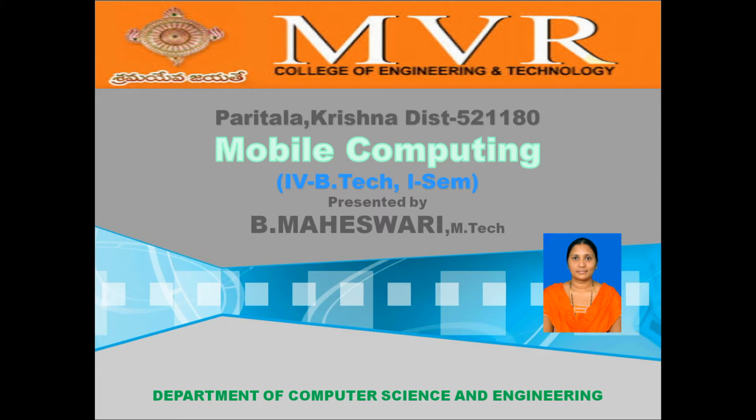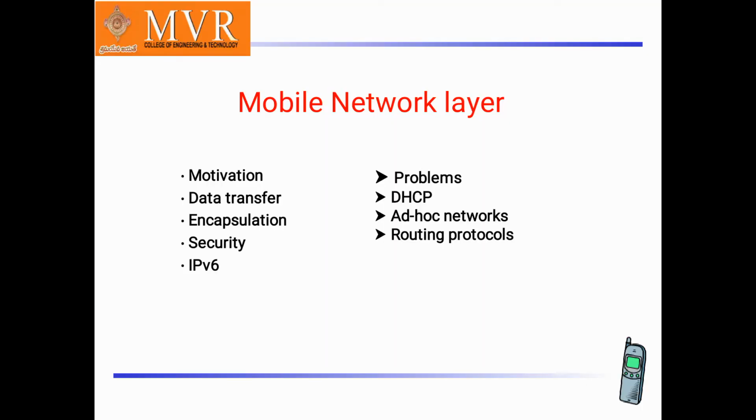Today I would like to explain the topic of mobile network layer. The objectives of the mobile network layer are motivation, data transfer, encapsulation, security, and Internet Protocol version 6, and what are the problems in that, and DHCP, ad hoc networks, and routing protocols. Those are all the objectives we learn in this session.